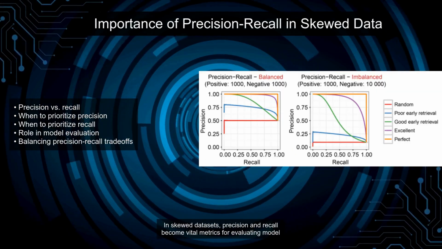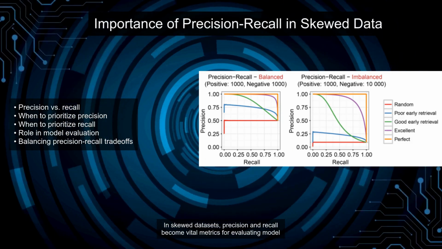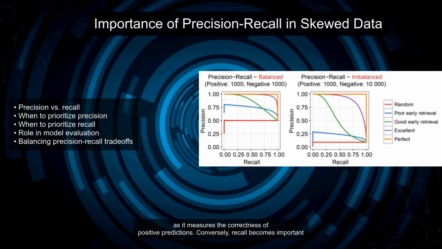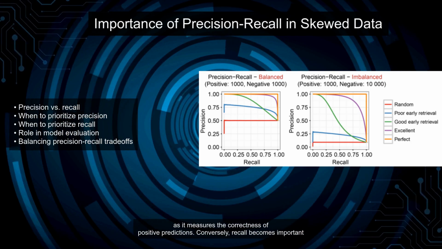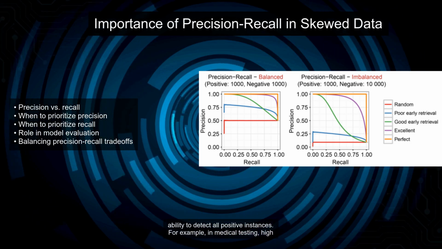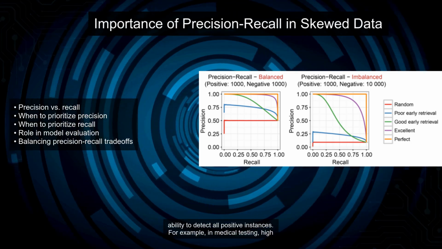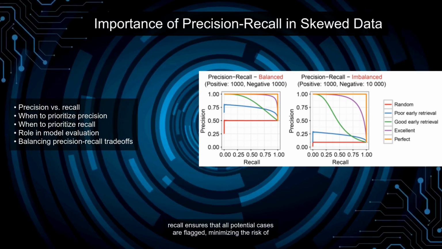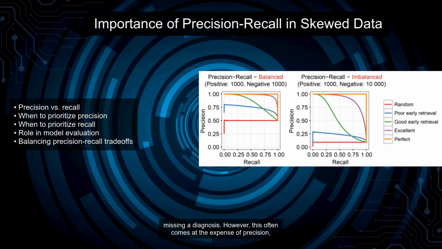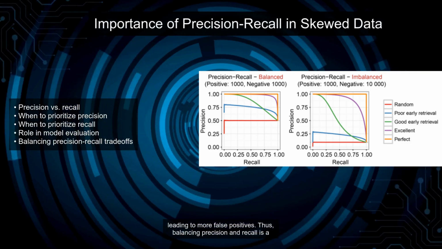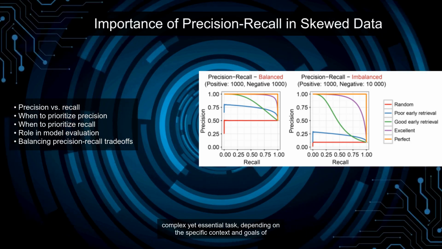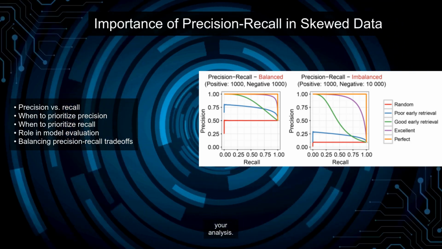In skewed datasets, precision and recall become vital metrics for evaluating model performance. Precision is crucial when the cost of false positives is high, as it measures the correctness of positive predictions. Conversely, recall becomes important when missing a positive instance is costly, as it reflects the model's ability to detect all positive instances. For example, in medical testing, high recall ensures that all potential cases are flagged, minimizing the risk of missing a diagnosis. However, this often comes at the expense of precision, leading to more false positives. Thus, balancing precision and recall is a complex yet essential task, depending on the specific context and goals of your analysis.